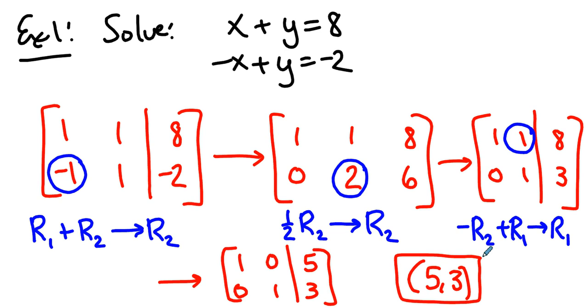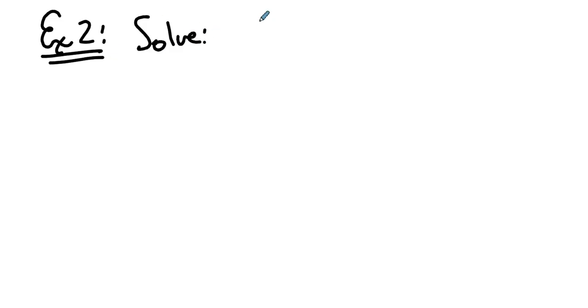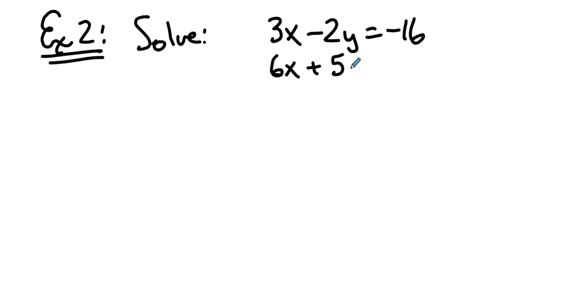We don't need the x's, we don't need the y's, we just use an augmented matrix and some row operations to achieve the result we're looking for. I'll try one more time. Let's solve 3x minus 2y is -16, 6x plus 5y is 13.